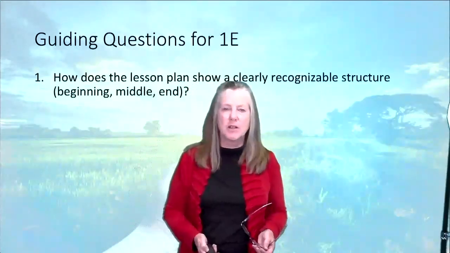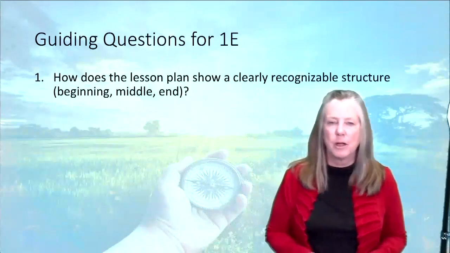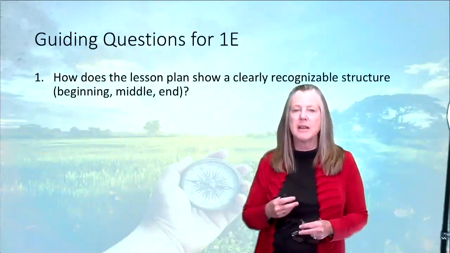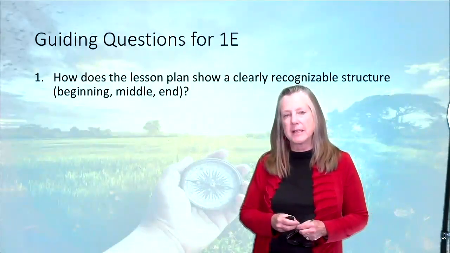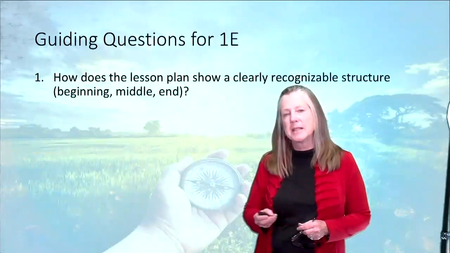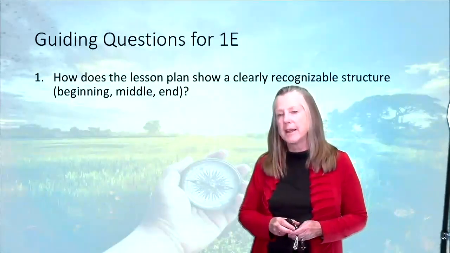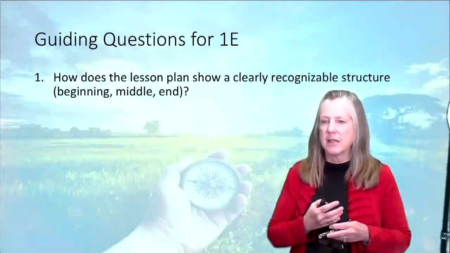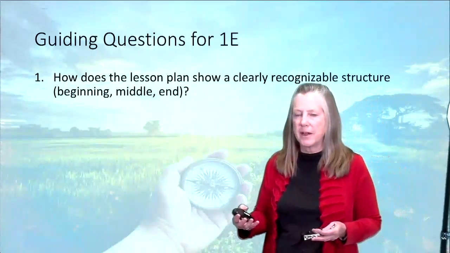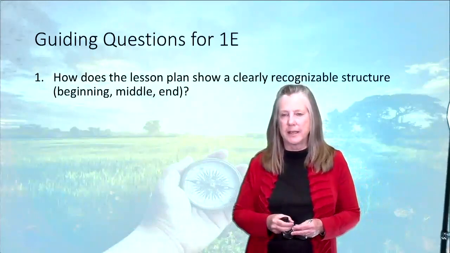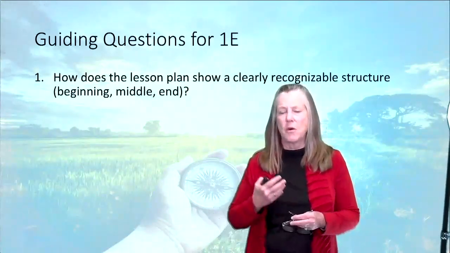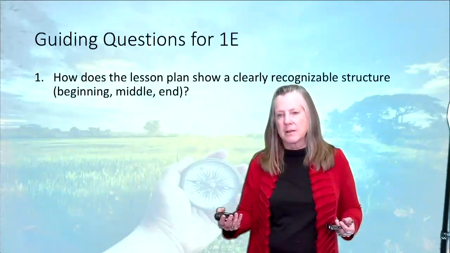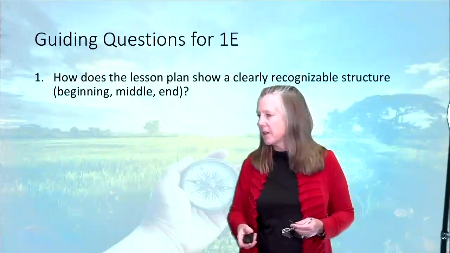So the guiding questions for 1E, if you're thinking about your own practice or you're talking with a teacher to try and get at whether or not they understand coherence of design, is: does the lesson plan that you're writing show a clear, recognizable structure? Is there a beginning, an anticipatory set? Is there some kind of knowledge-gaining review or summary of points from before? Is there a middle? And then is there an end? Is there some kind of conclusion?